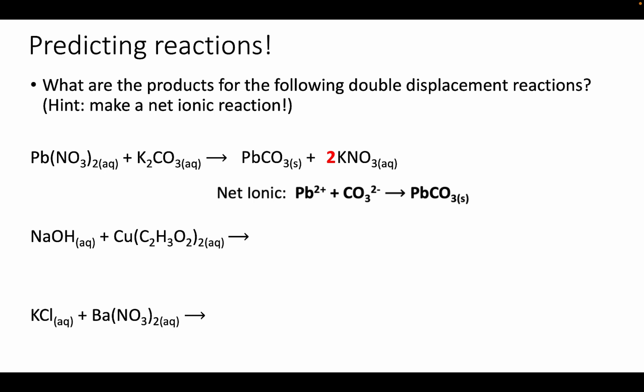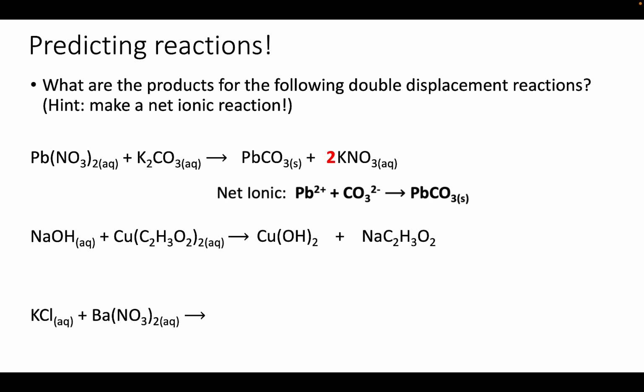Net ionic is going to look as follows. Note that we have a lead 2 in combination with a carbonate that's going to form lead 2 carbonate. And this is our balanced net ionic reaction here, where we have lead 2 with 1 carbonate, and that's going to make a lead 2 carbonate product.